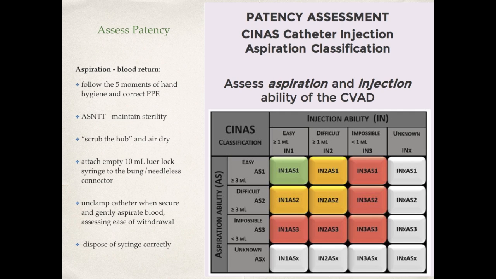So once you have received consent from your patient after explaining the procedure, and you've got all your equipment ready to go, you've done all your checks, the next thing to do is to assess the patency. So following the 5 moments of hand hygiene, wearing the correct PPE and using aseptic non-touch technique, you'll need to scrub the hub or the needleless connector for 15 seconds and make sure it's air dry.